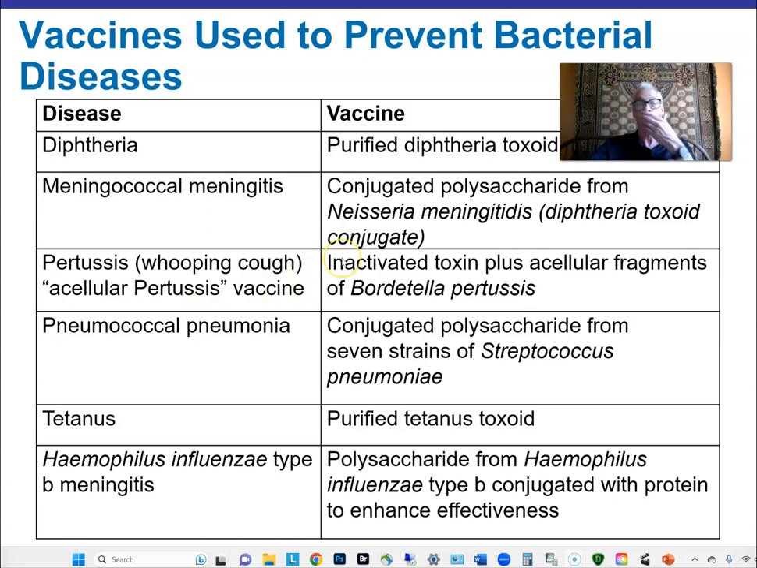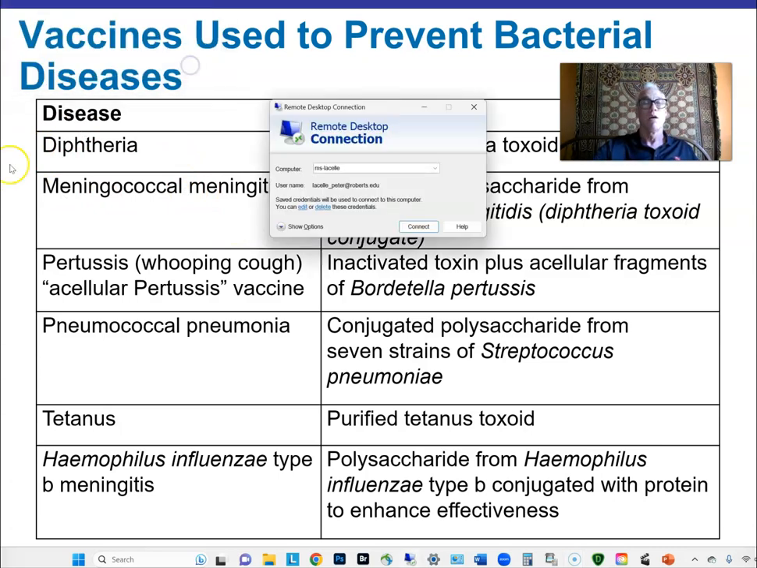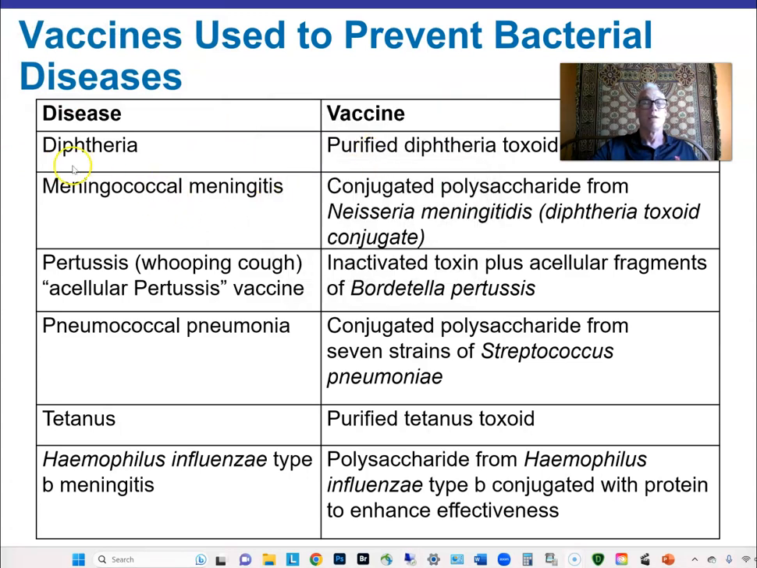Diphtheria is a toxoid vaccine, meaning the diphtheria toxin, which kills epithelial cells, is denatured and then used to produce a vaccine. Meningitis is a life-threatening, very fast-progressing bacterial disease in which the bacteria get into the meninges, the coverings of the brain and spinal cord, into the cerebrospinal fluid and so forth, and cause death within a few days.